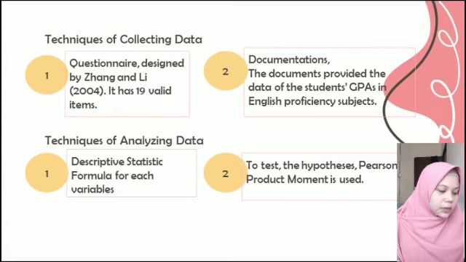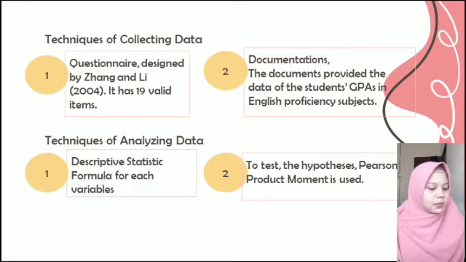And the next is techniques of collecting the data. Variable X was taken by using a questionnaire, while variable Y was taken with documentation that provides the students' mean score of English subjects in the examination. The technique of analyzing the data for variables X and Y is the descriptive statistic formula, and for the test of correlation, or the test of hypothesis, Pearson product moment is used.